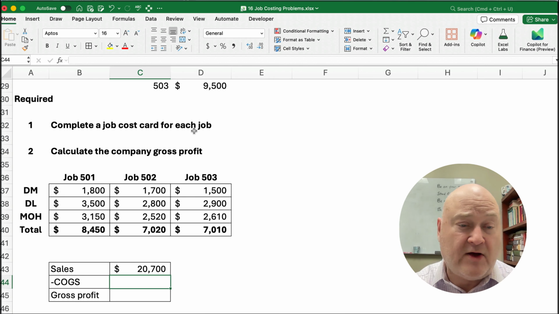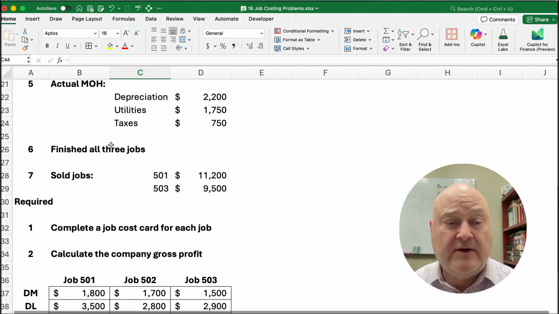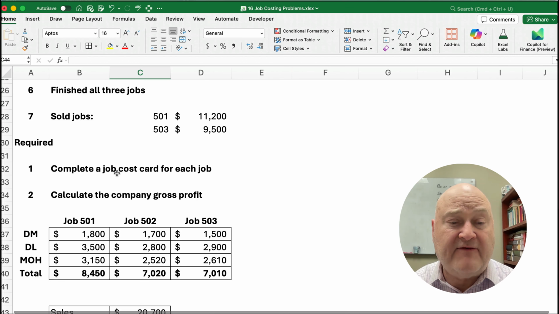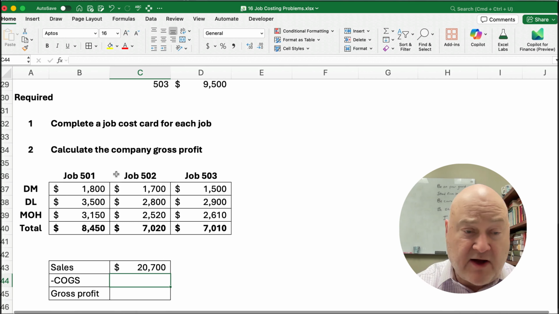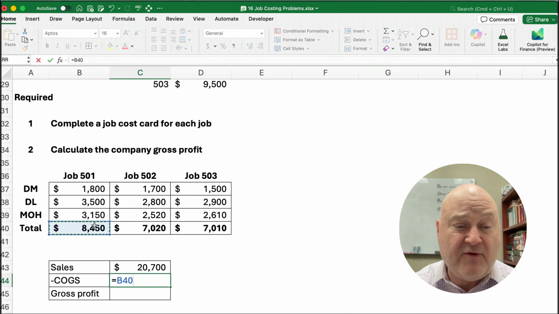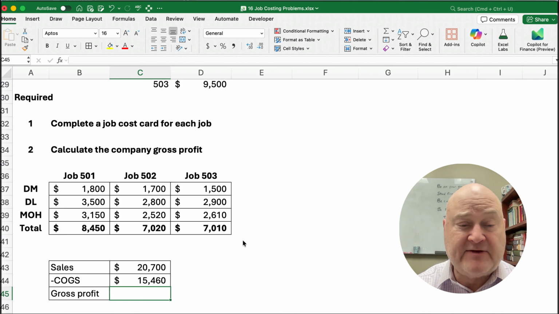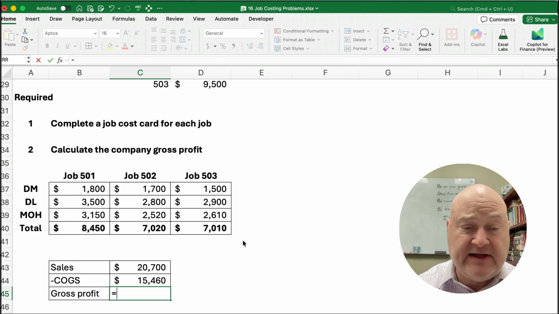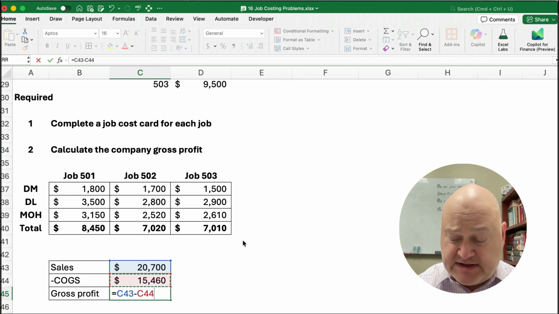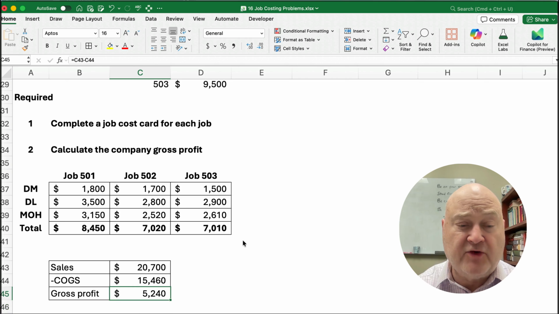And what's the cost of goods sold? Well, we sold 501 and 503. So we need the cost of 501, which is $8,450, plus the cost of 503, which is $7,010. And that's going to be $15,460. So $20,700 minus the $15,460 is going to be a gross profit of $5,240.